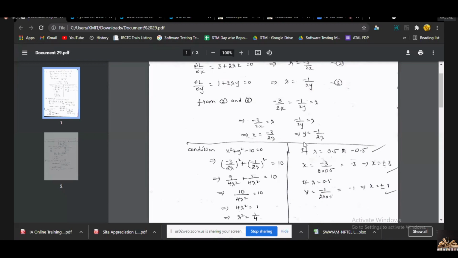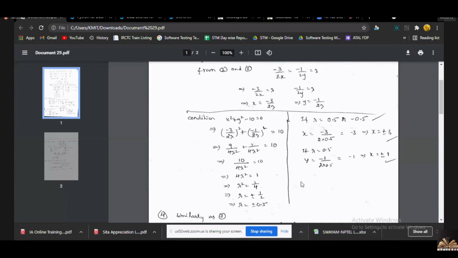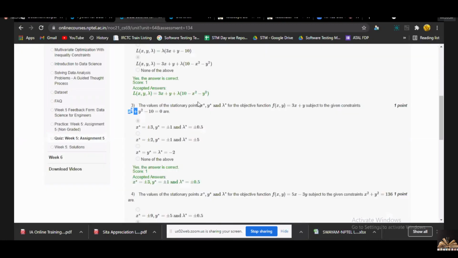Similarly, we need to find out the value of y. So if lambda equal to 0.5, y equal to minus 1 by 2 into 0.5. So this becomes minus 1. With the negative value, we'll get plus 1. So the y value is plus or minus 1, the x value is plus or minus 3, and the lambda value is plus or minus 0.5. So this is how you will get the values here.